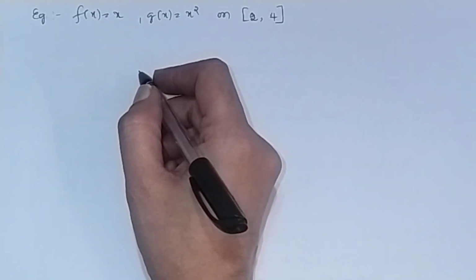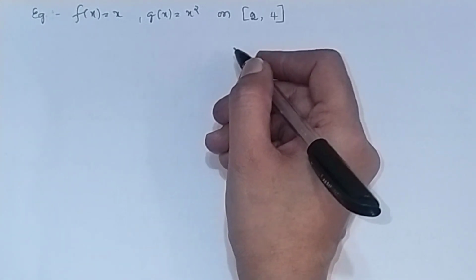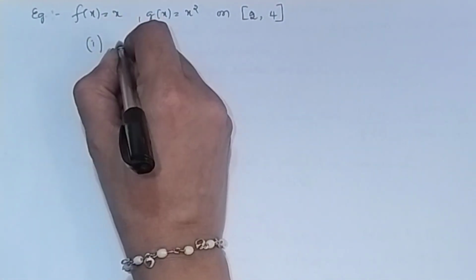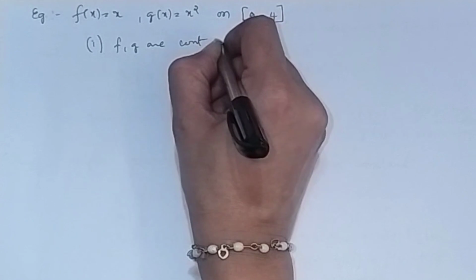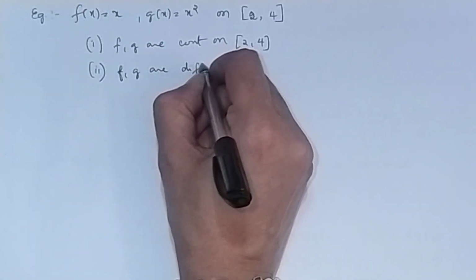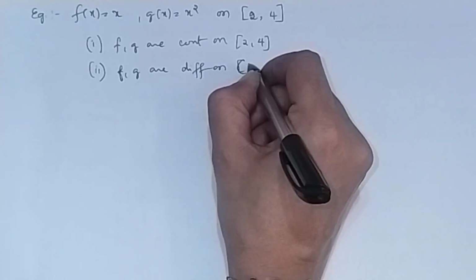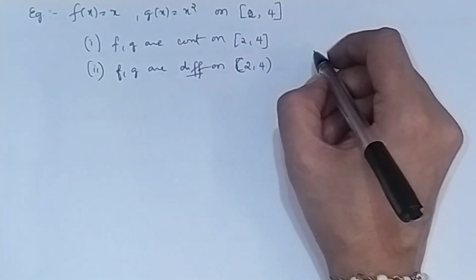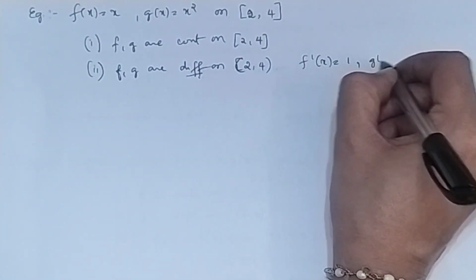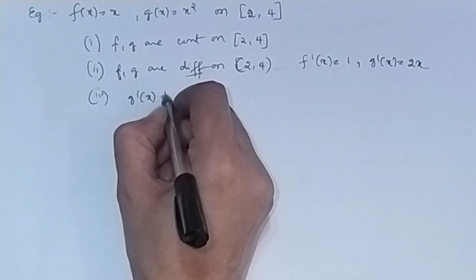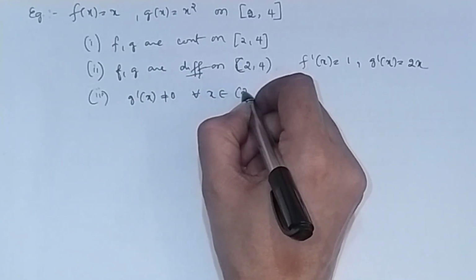Now see one example. Verify Cauchy's mean value theorem for these two functions on the closed interval 2, 4. Let us verify the conditions. Both f, g are continuous on closed interval 2, 4 because both are polynomials. Then second condition, f, g are differentiable on open interval 2, 4, because derivatives exist for both functions, f dash of x equal to 1 and g dash of x is equal to 2x. Now third condition is g dash of x is not equal to 0 for all x belongs to open interval 2, 4.